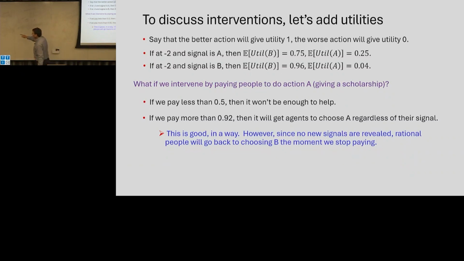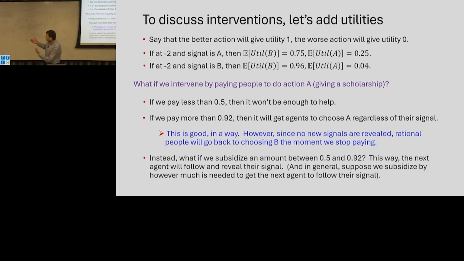So I just want to point out, if you subsidize too little, you don't change anything. Subsidize too much, you will change behavior, but the moment you stop, people will go back to what they're doing because you didn't get people to reveal more information. But if you instead subsidize an in-between amount, then the next agent will follow their signal. Okay, so if their signal's A, they'll do A, if their signal's B, they'll do B, and then that'll give information that future people can use.